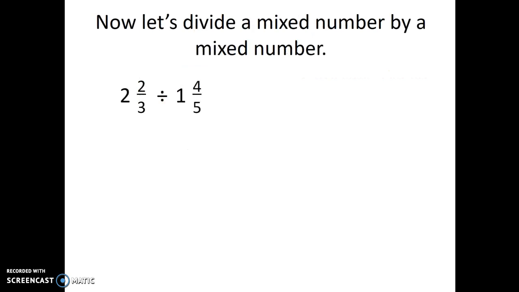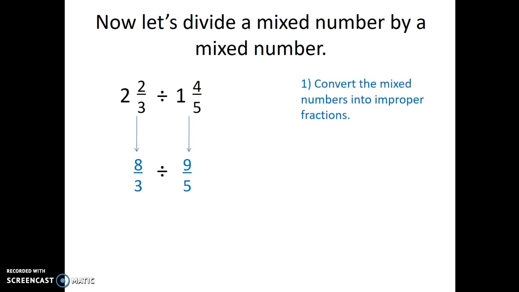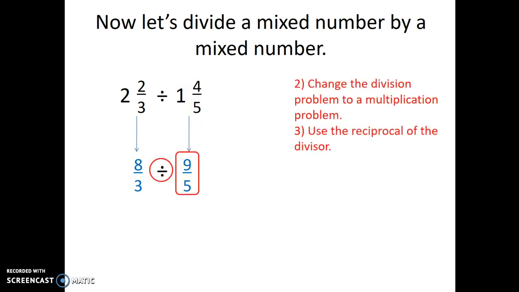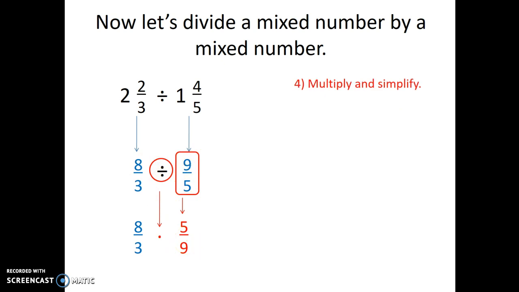Same thing when I'm dealing with mixed numbers. Just like with multiplication, I need to turn my mixed numbers into improper fractions first, and then I'm going to keep it, change it, flip it. So 3 times 2 is 6, plus 2 is 8. I keep my denominator. 5 times 1 is 5, plus 4 is 9. I keep my denominator. Now, I need to keep it, change it, flip it, and multiply and simplify if needed. So 8 times 5 is 40, 3 times 9 is 27. It's an improper fraction. So 27 goes into 40 once with 13 left over, and I leave my denominator the same. So here is my quotient.